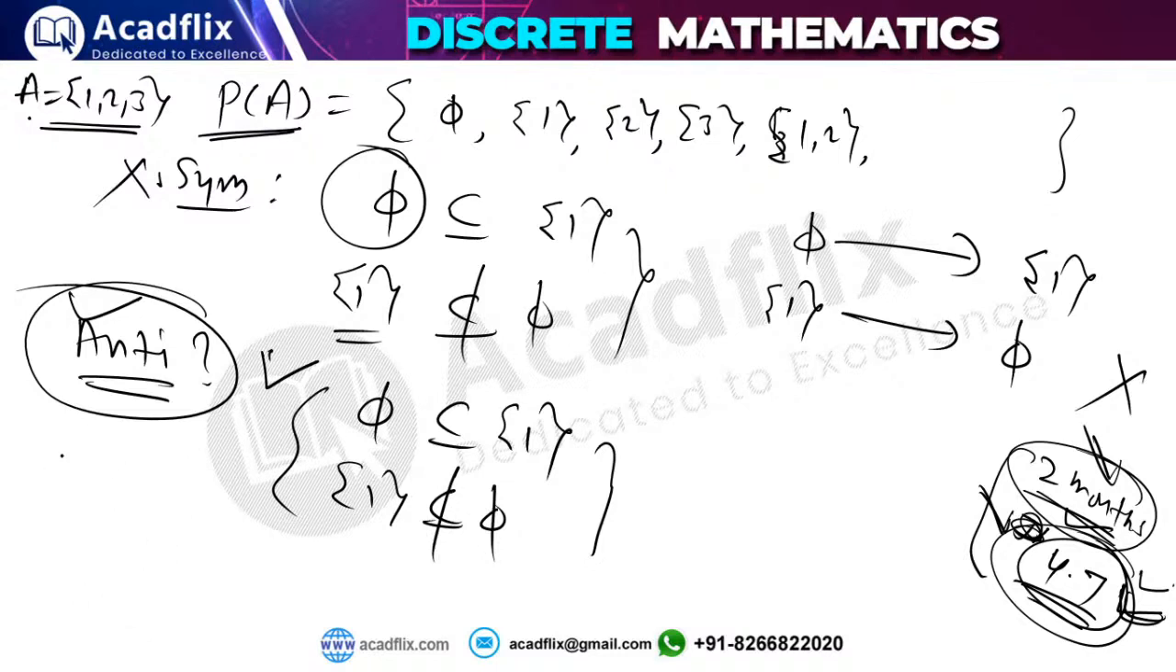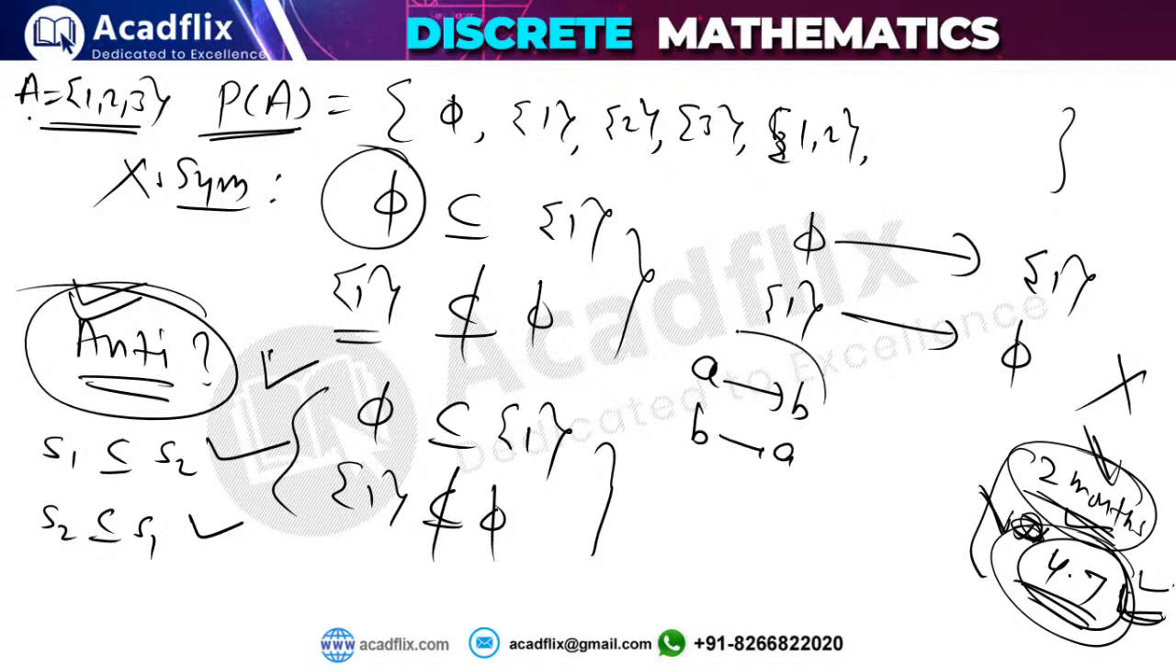Let's assume that there is symmetry. Let's assume that S1 is a subset of S2 and S2 is subset of S1. Basically, let's assume that there is symmetry. So yesterday I told you that in anti-symmetric it happens that if A is related to B and B is related to A, if both these things happen, then A should be equal to B.